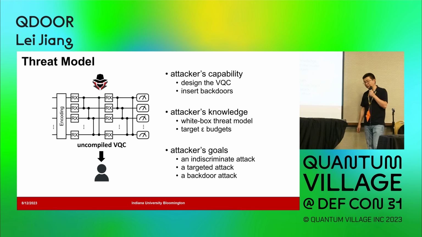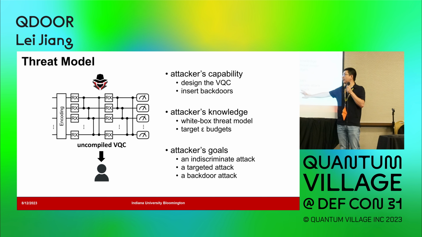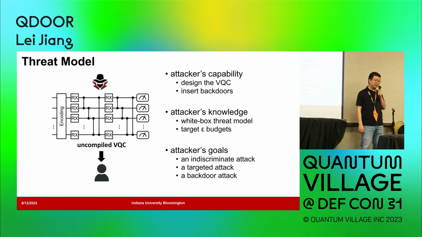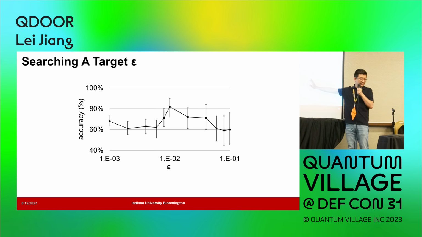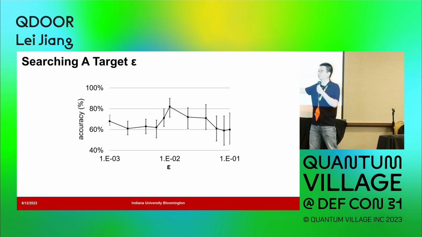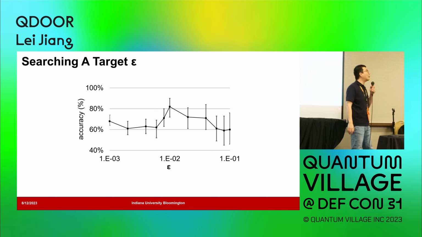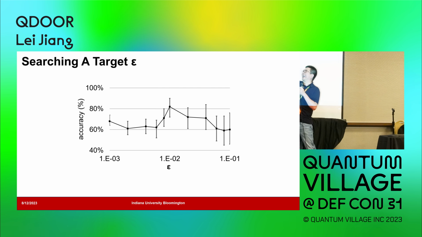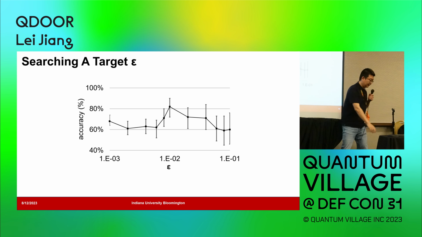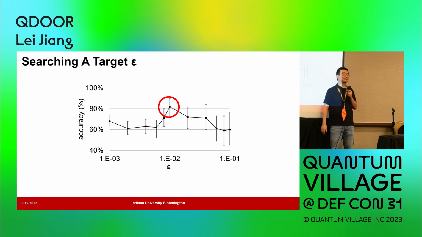And then the attacker can implement 3 types of attacks. The first one is an indiscriminate attack. The second one is a targeted attack, and then a backdoor attack. So in order to infer the user's epsilon budget, we can use different epsilons to compile the circuit. And then we run the synthesized circuit on some NISQ computer and find out which can achieve the best accuracy. Then the attacker may choose 0.01 as the target epsilon.